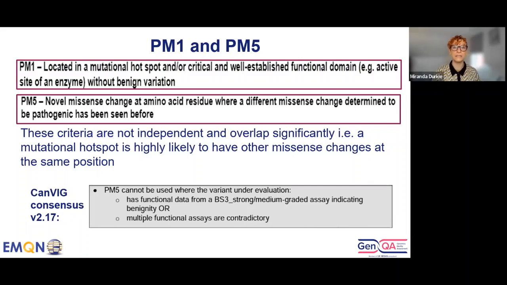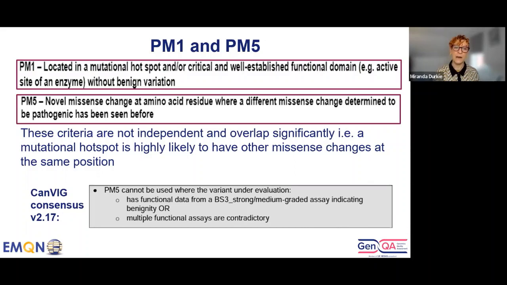So PM1 means your variant is located in a mutational hotspot or a critical, well-established functional domain. PM5 means you've seen a missense change, but it's the same residue where a different missense change has been determined to be pathogenic before. As you can see, these criteria are not independent and there is a significant overlap. So a mutational hotspot by definition means there's highly likely to be missense changes at that same position.